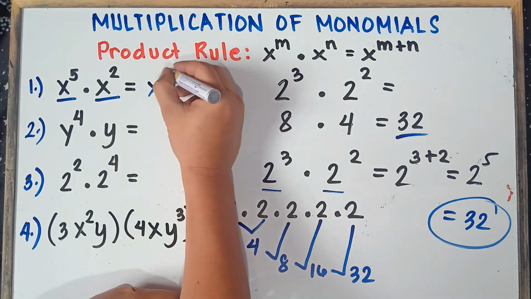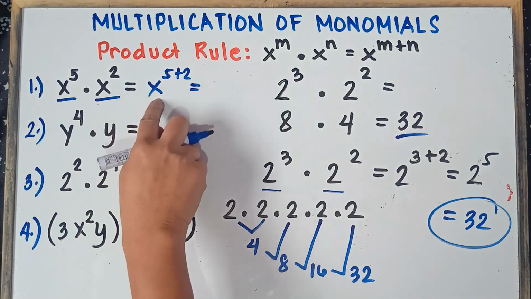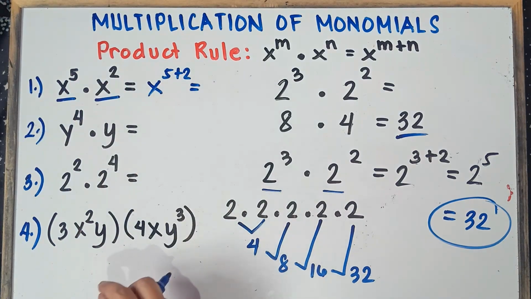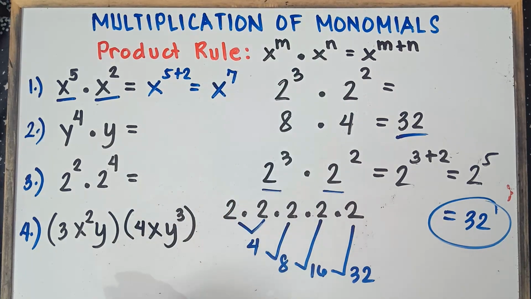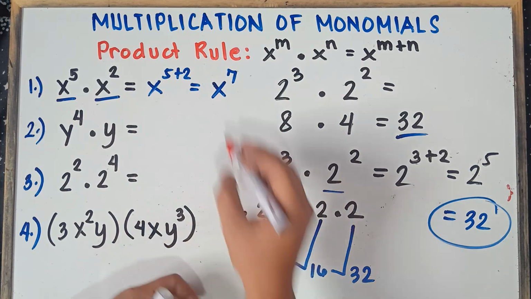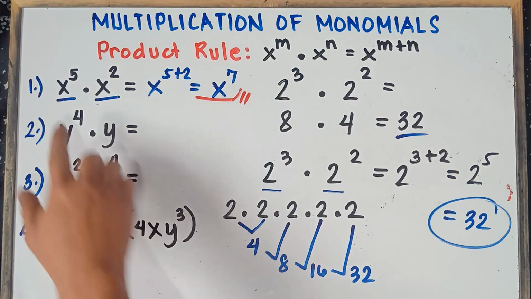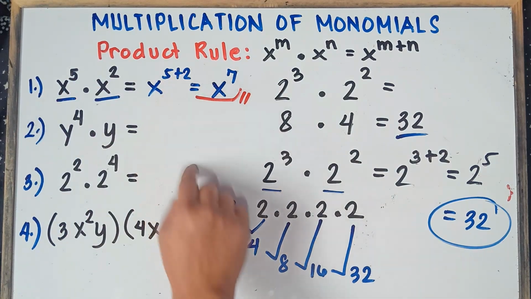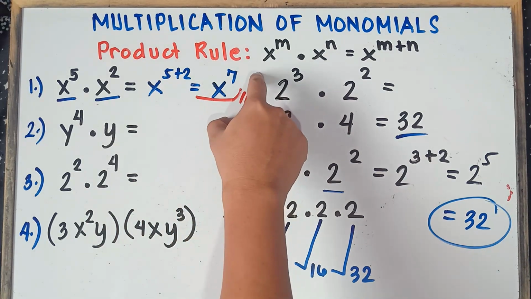So that would be 5 plus 2. Therefore, same base, simply copy the base, copy x, simply add the exponent. So that would be 5 plus 2. Therefore, the final answer would be x raised to the power of 7. That's it, class. That's the answer with regards to example number 1, by just simply applying the product rule. Very easy for this one. Simply copy the base, copy x, simply add the exponent. So 5 plus 2, that would be 7. Final answer, x raised to the power of 7.